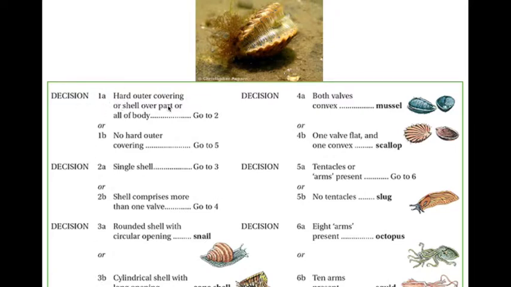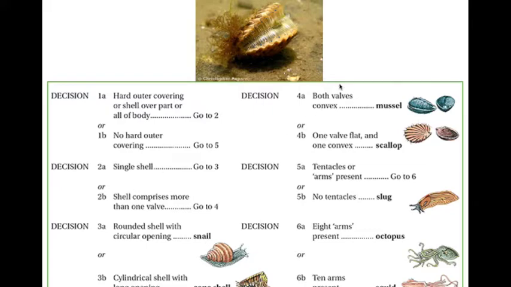So we start at decision 1A or 1B. Does it have a hard outer covering or a shell covering all of its body? You would say, well, yeah, it's got 2 shells here, one there and one there. So let's go to step 2. Does it have a single shell, or does it have more than one valve? If you look at your organism, you can see that it's got 2 halves of a shell. So we're going to say that it has more than one valve, and we go to step 4.